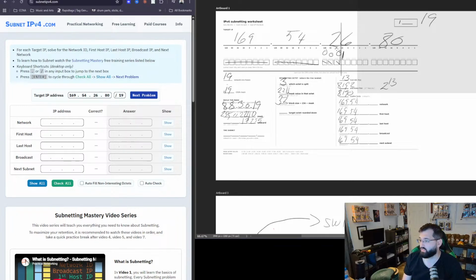Holy shit. How is that possible? So you're telling me that the host is going to be 169.54.32.0?